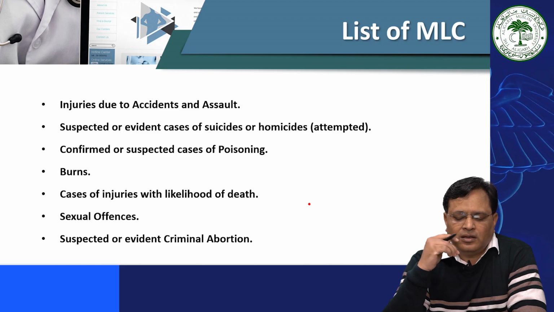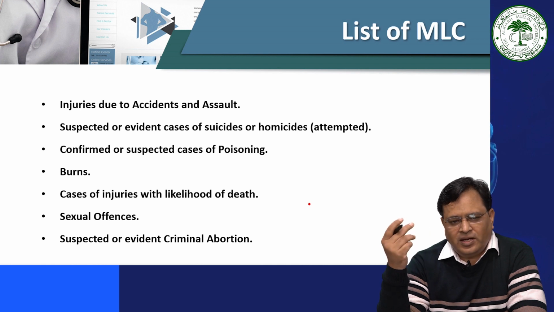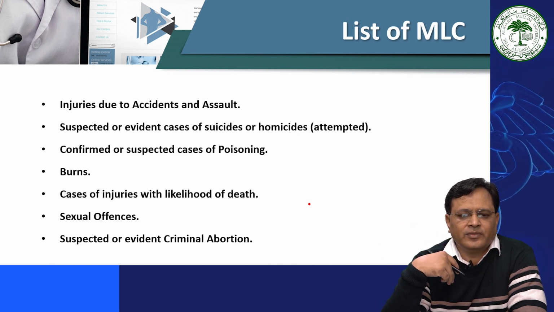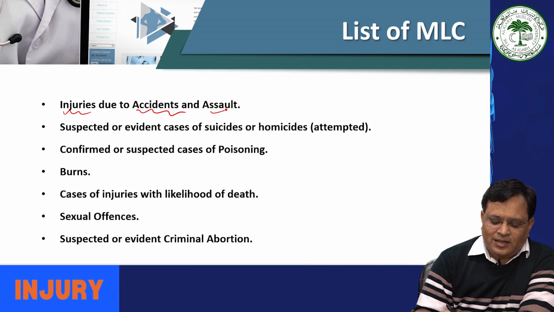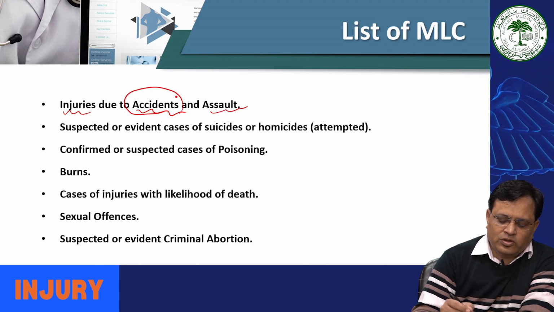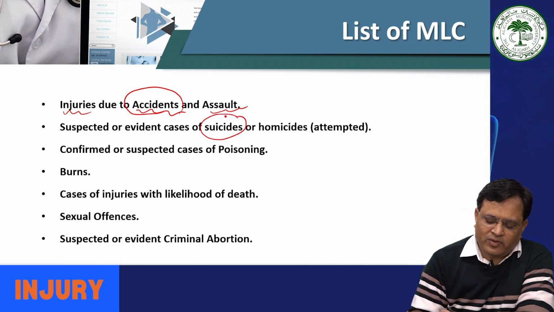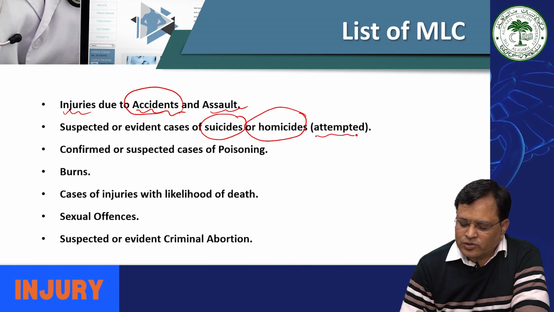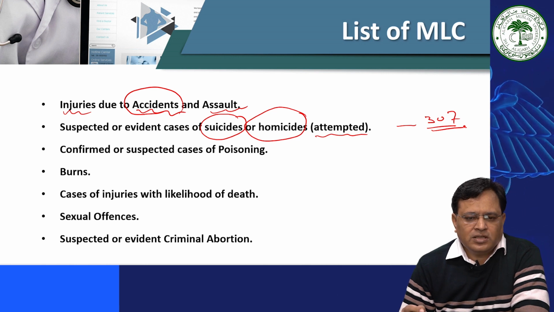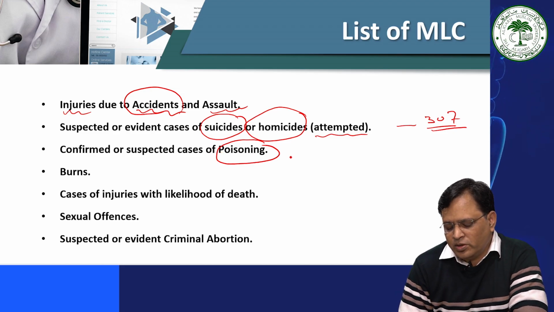The list of medico-legal cases can include injuries due to accident and assault, and suspected or evident cases of suicide or homicide. Injury and assault, very clear. Accident and assault, accident should also be reported. Suspected or evident cases of suicide or homicide, I have already explained what is suicide and what is homicide. And sometimes attempted homicide should also be reported under 307 IPC, attempt to murder. Confirmed or suspected cases of poisoning, whether self-taken or given, all of these should be reported as an MLC case.